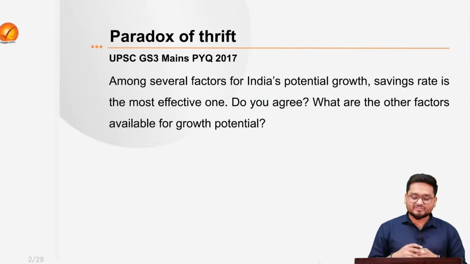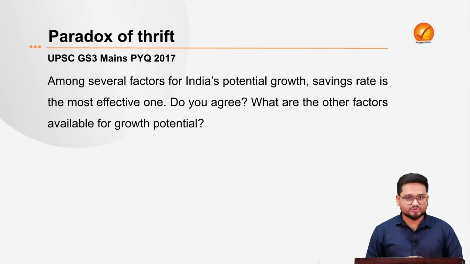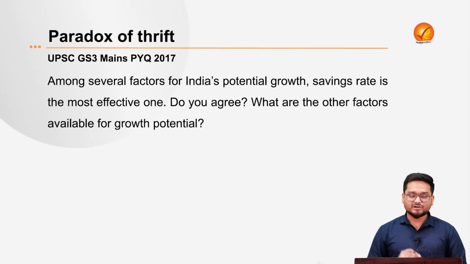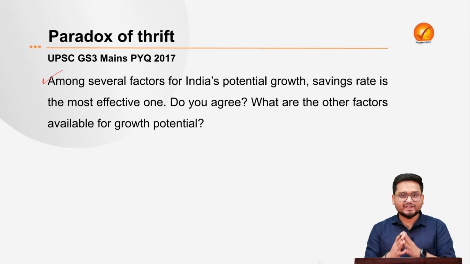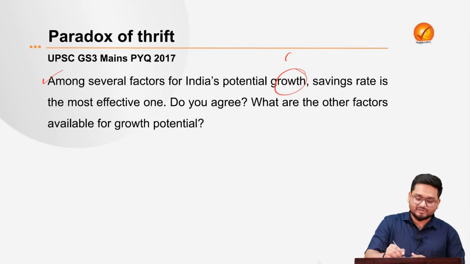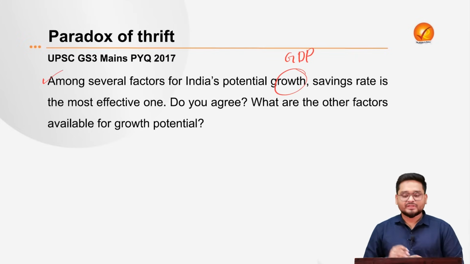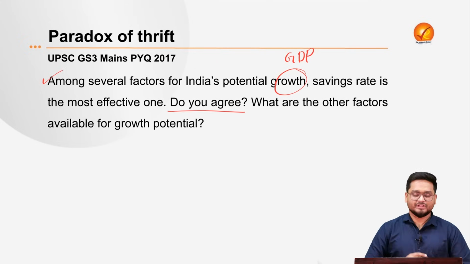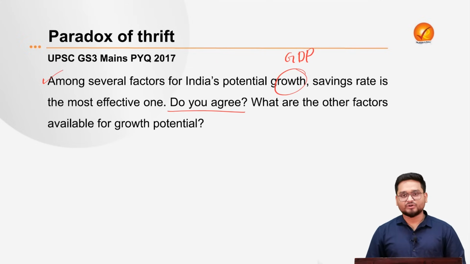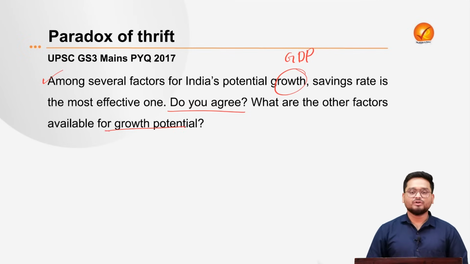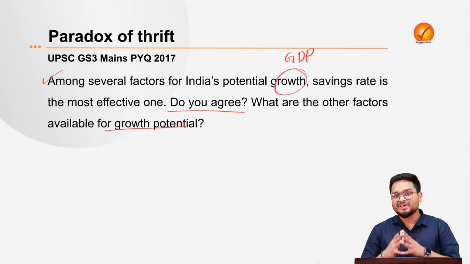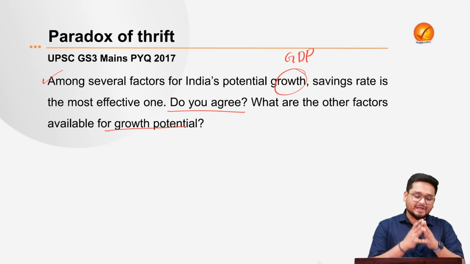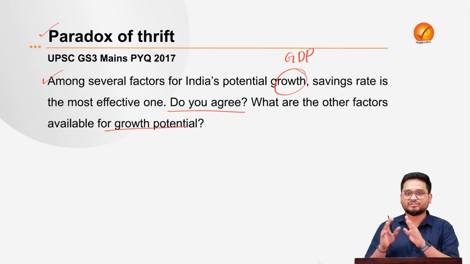Here I will be starting with a very important PYQ from 2017 mains, and the question runs like this: among various factors for India's potential growth, and by growth we obviously mean the GDP growth, savings rate is the most effective one. Do you agree? And what are the other important factors available for growth potential? Throughout this discussion we will be trying to understand the question, and also the concept that came in the news, that is paradox of thrift.